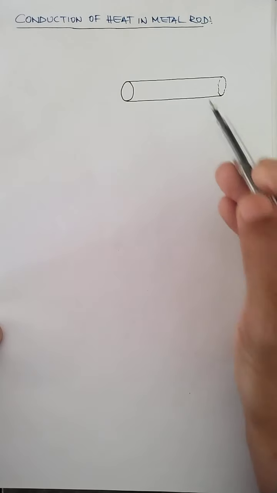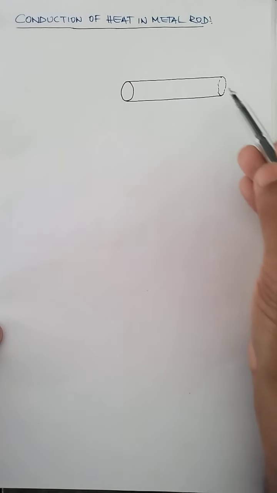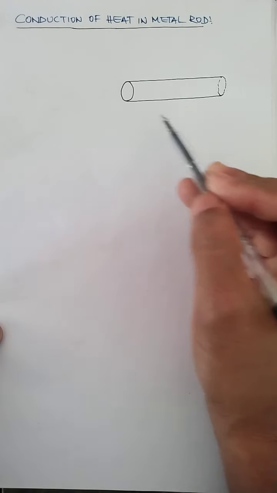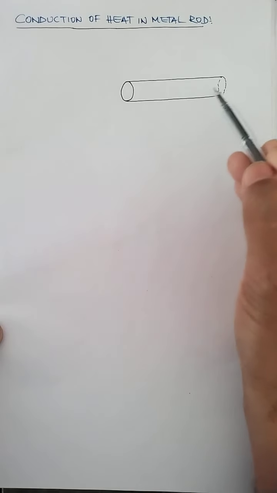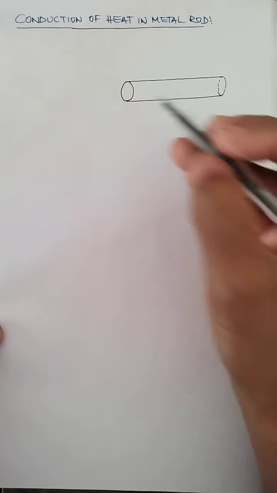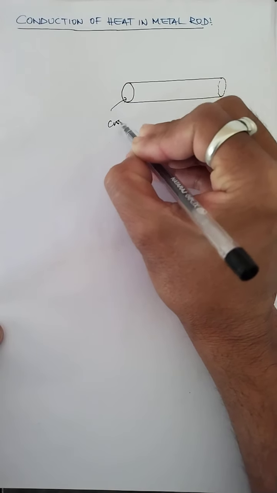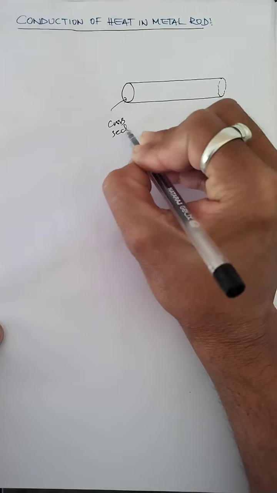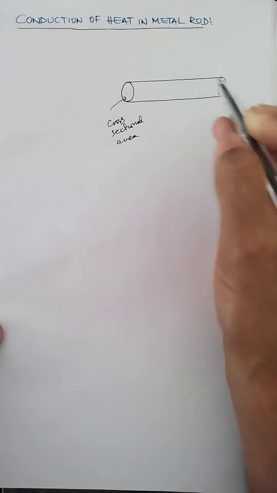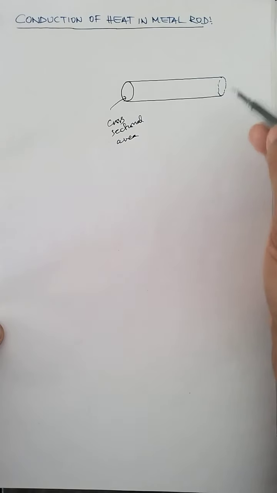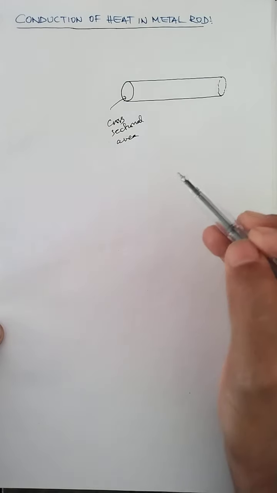Now consider there is a metal rod. This is a metal rod, already drawn in the page. This metal rod which is drawn is cylindrical in shape, having a cross sectional area. This is the cross sectional area. Now the rod which you have taken is usually a uniform rod. Uniform rod means having the same area of cross section.